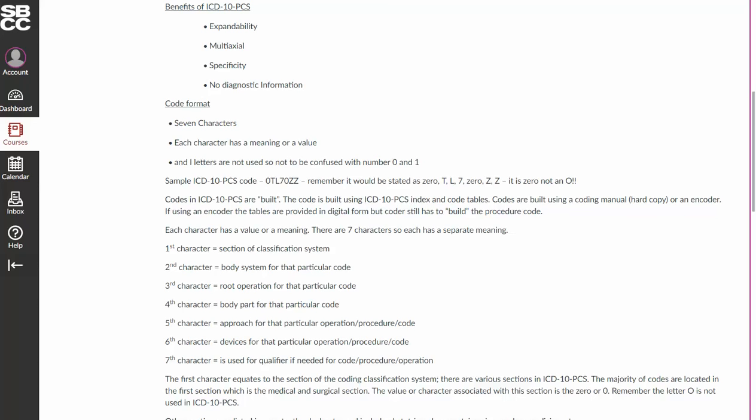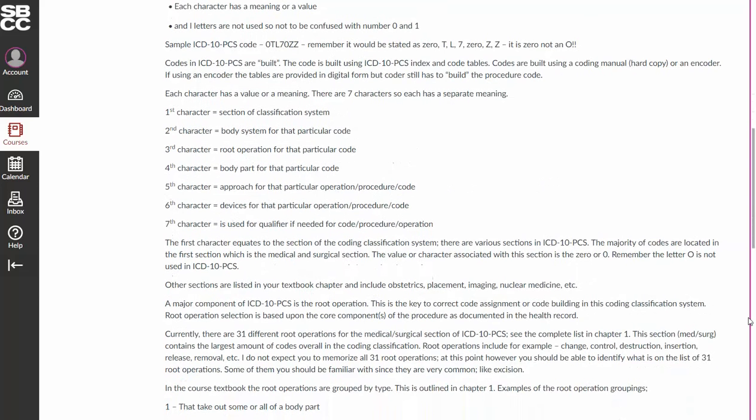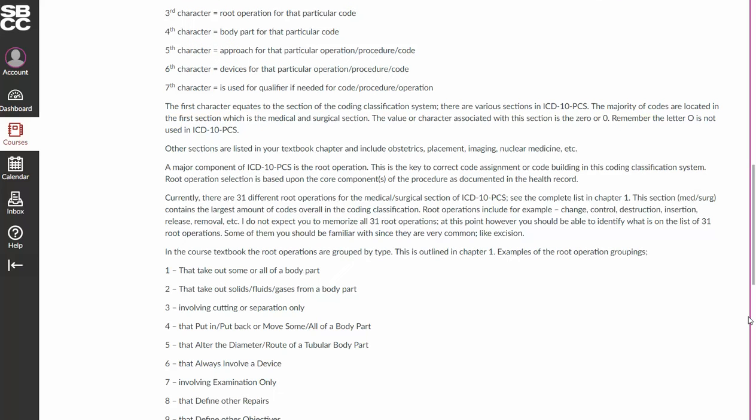And then the seventh character value is a qualifier, which is unique to certain codes and means certain things in certain sections of the ICD-10 PCS classification system. The very first section of the classification system is the medical surgical section that has 31 root operations. Those 31 root operations are defined out for you in Chapter 1 of ICD-10 PCS and Applied Approach textbook. You should be familiar with them.